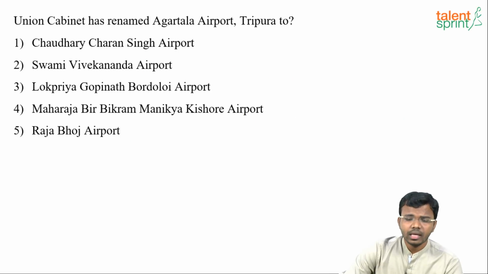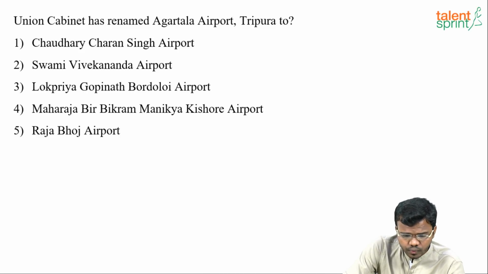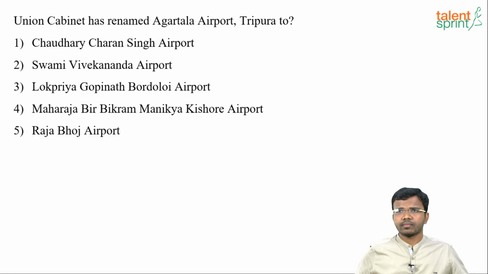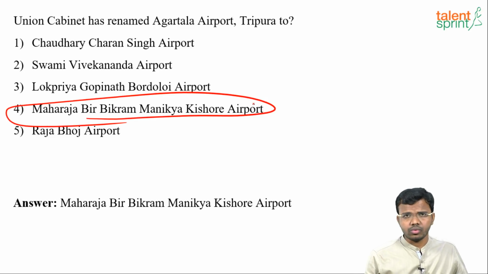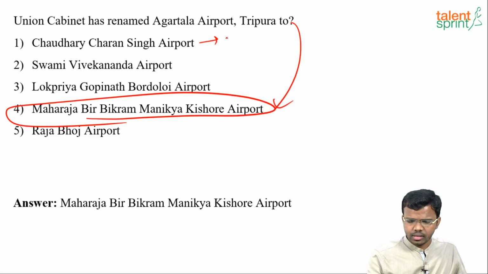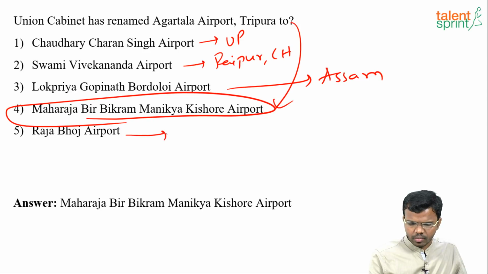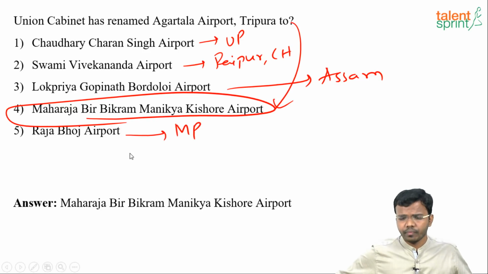Union Cabinet has renamed Agartala Airport of Tripura to which of the following names? Yes, what could be the right answer? It was named Maharaja Bir Bikram Manikya Kishore Airport. Okay, this is the right answer. Chaudhary Charan Singh Airport is in UP. Swami Vivekananda Airport is in Raipur of Chhattisgarh. Lokpriya Gopinath Bardoloi Airport is in Assam. Raja Bhoj Airport is in Madhya Pradesh.